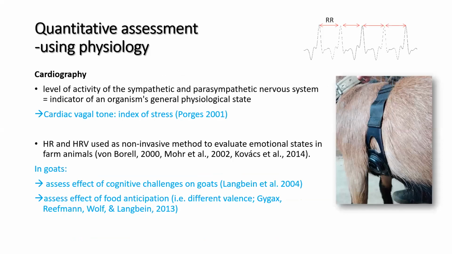So a little bit about cardiography. It detects the level of activity of the sympathetic and parasympathetic nervous system and can be used as an indicator of an organism's general physiological state. Especially cardiac vagal tone can be used as an index for stress. During, for example, acute stress, the vagus rapidly withdraws, which results in reduced heart rate variability and increased heart rate. So heart rate and heart rate variability have been used as a non-invasive method to evaluate emotional states in farm animals. In goats, they have been, for example, used to assess the effect of cognitive challenges, or to assess the effect of food anticipation with different valence.